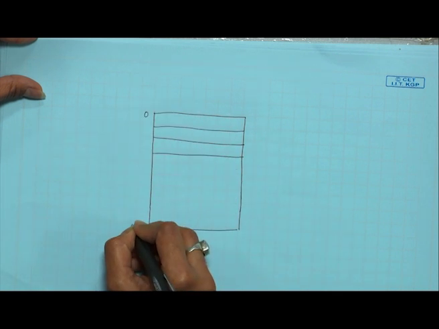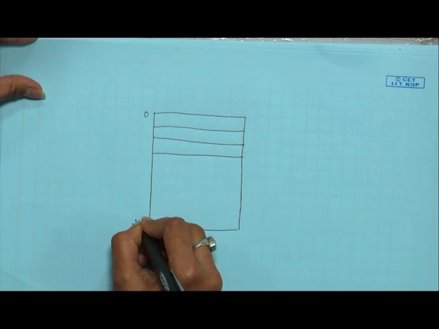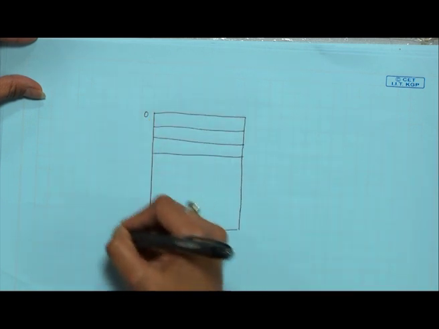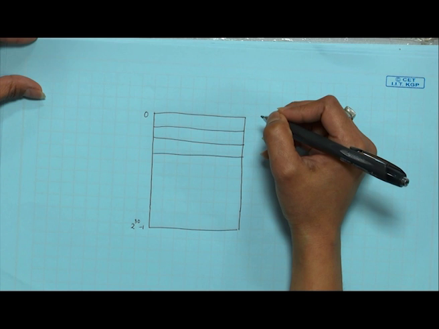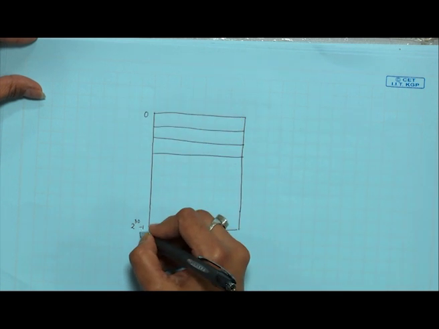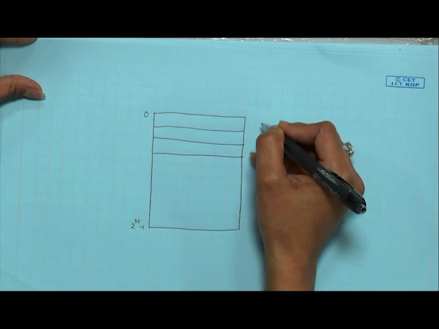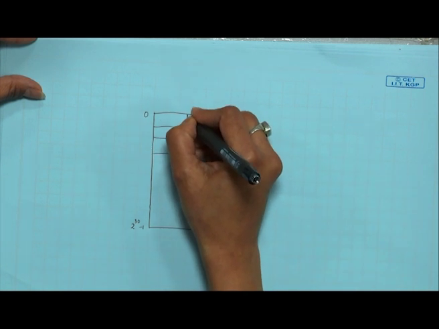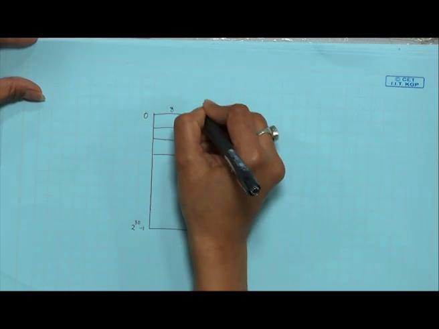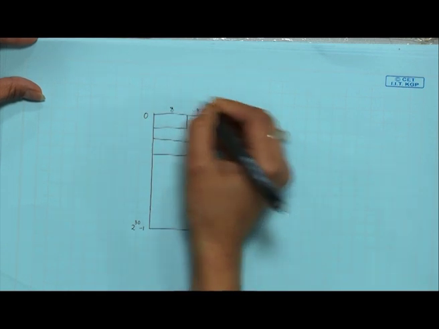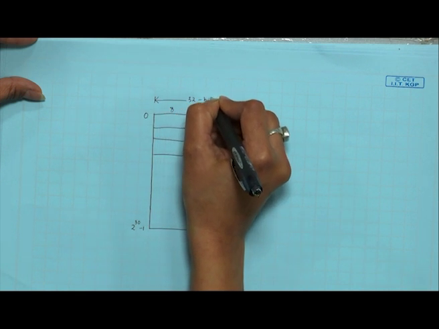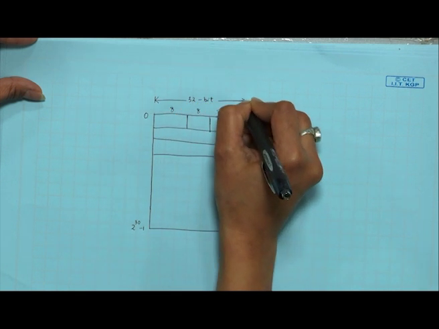Zero to 2 to the power 30 minus 1. So, we have total memory, each word in this computer is 32 bit. Now, this will change. If each word is 32 bit, that means this is 8, 8, 8, 8. So, this is 32 bit.